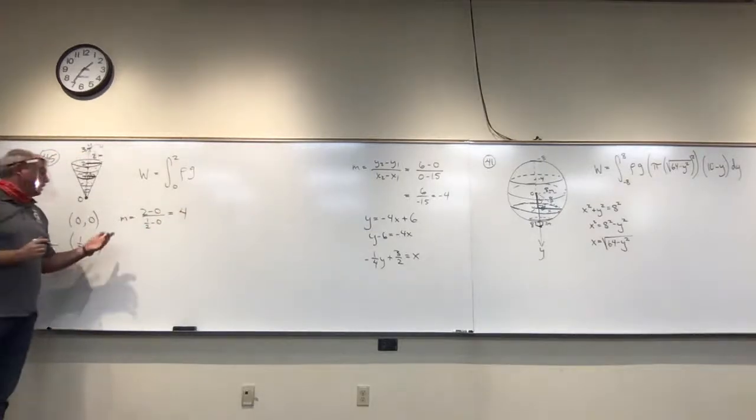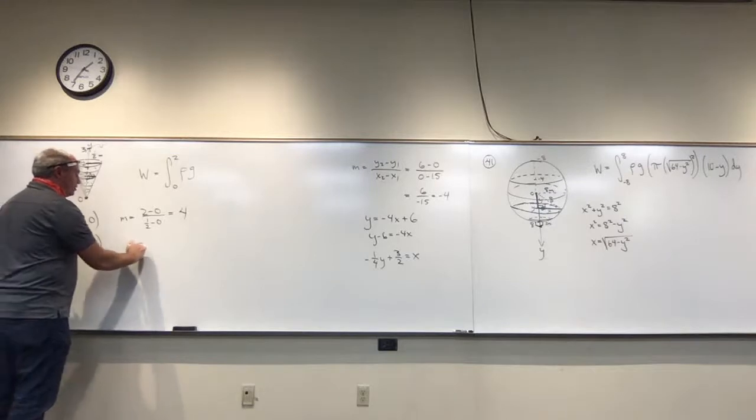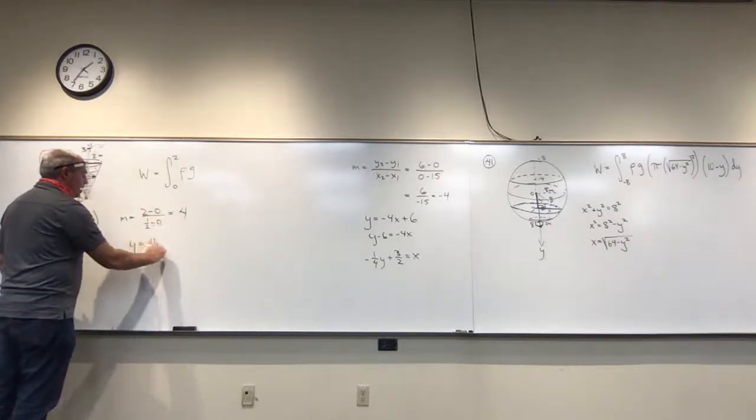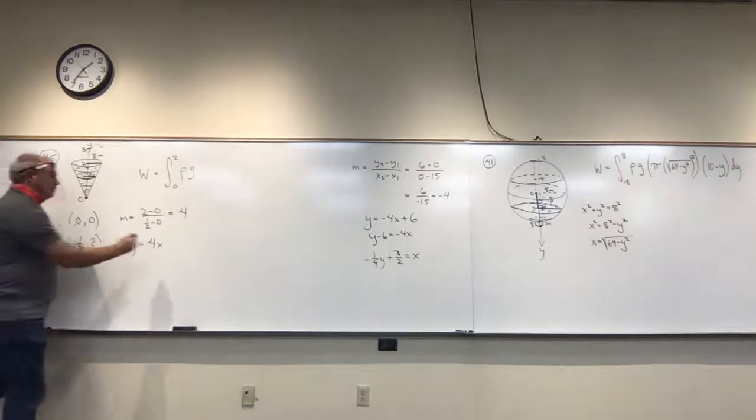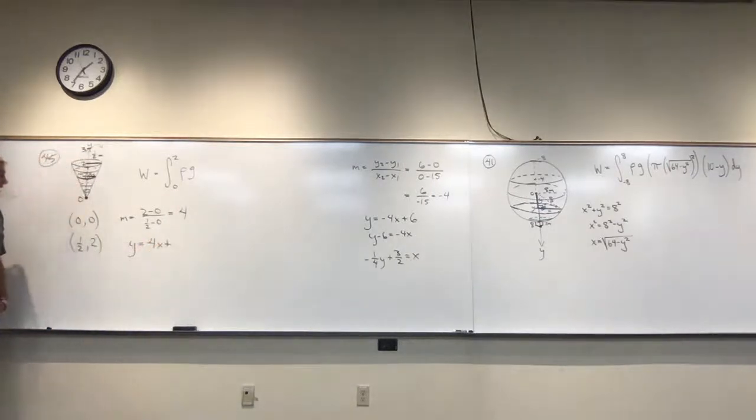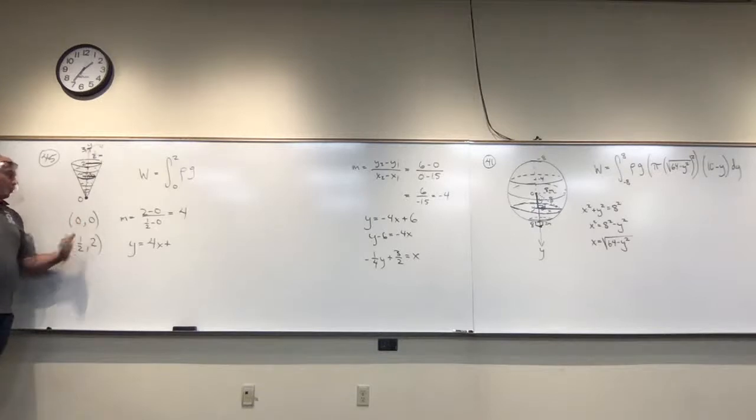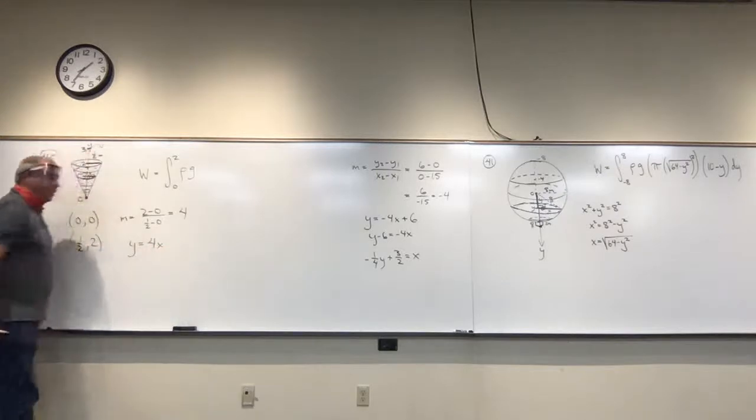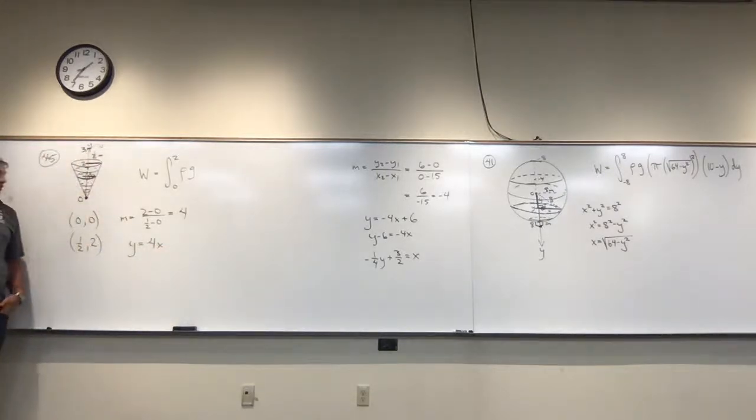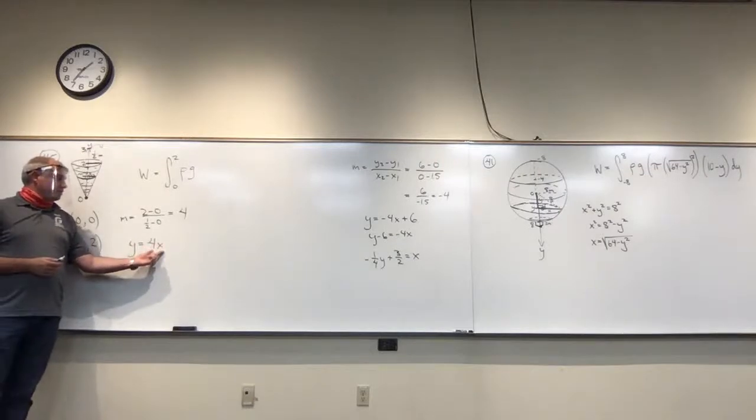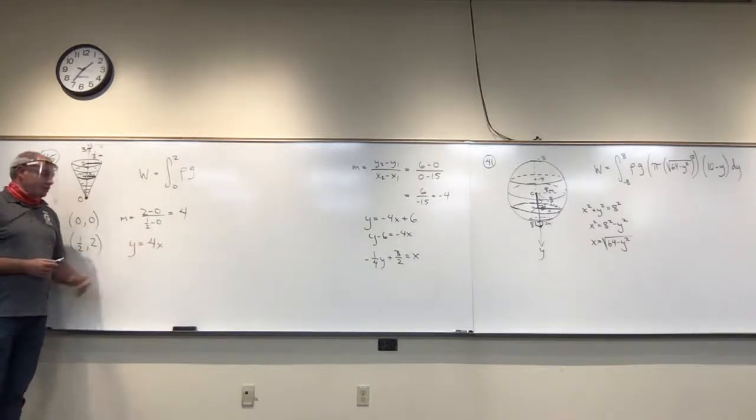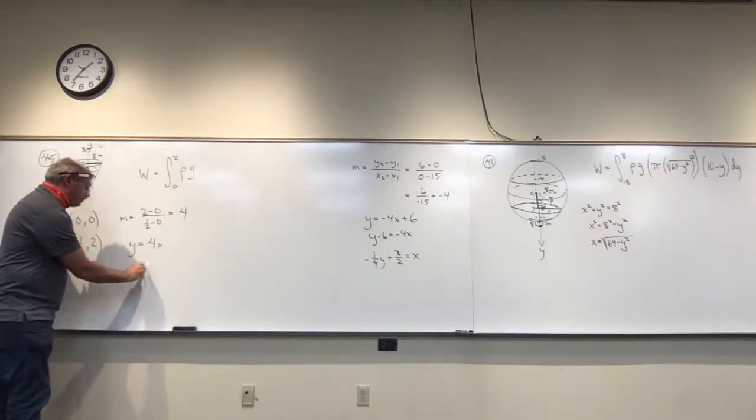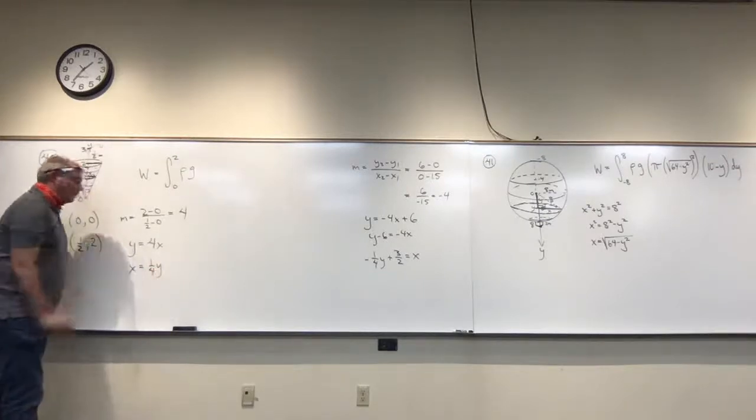Then we've got y equals m, which is 4, x plus the y-intercept. In other words, when x is 0, what is y? Well, 0, right? So it's just y equals 4x. Of course, I don't want the equation in terms of x. I want the equation in terms of y. So I need to solve for x, and I get that x is equal to 1/4 y.